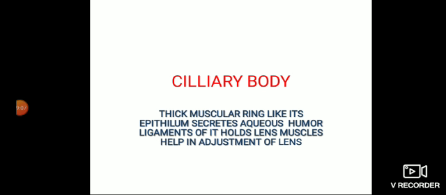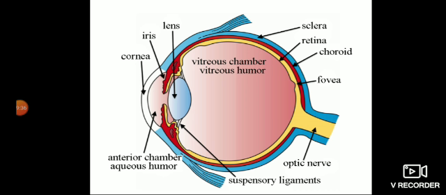Ciliary body, I told you, this ciliary body is a thick muscular ring-like structure. It secretes aqueous humor. Aqueous humor is a watery fluid, and this watery fluid keeps the eye moist. Again, its muscles help in adjustment of the lens. This diagram you are supposed to draw in the examination.